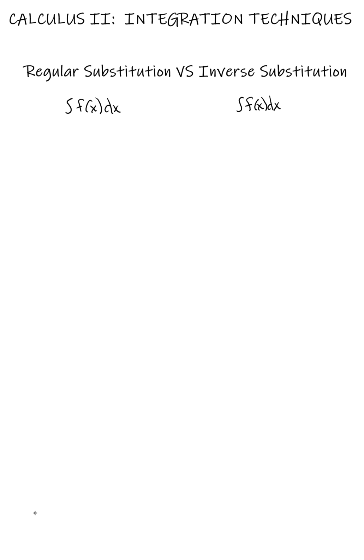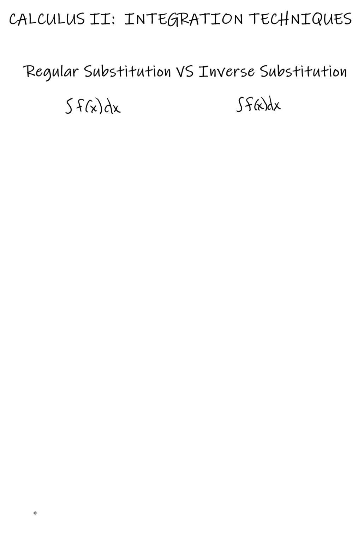Looking at integration techniques, we have a couple of types of substitution. One is regular substitution, often referred to as U substitution, and the other is inverse substitution. Let's take a look at the difference between these two techniques.